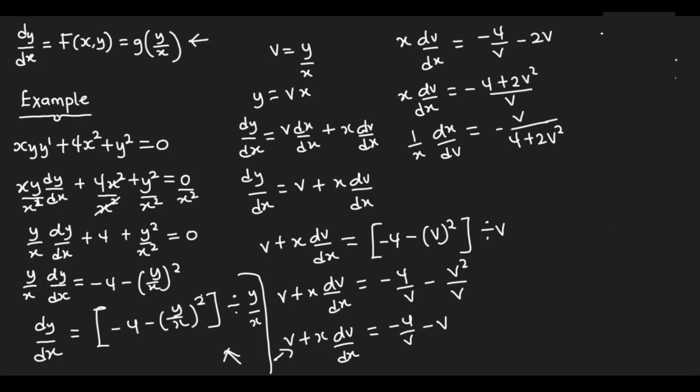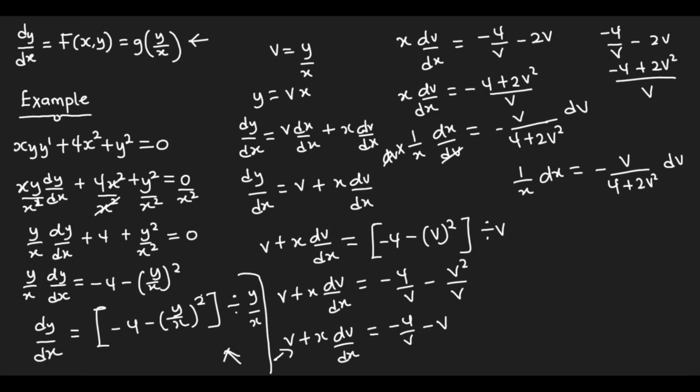So when I do this, I can multiply through by dv. So we get times dv here, and dv here, so that this dv will cancel out this. So at the end, you are going to have 1 over x dx equal to minus v over 4 plus 2v squared dv. So that will be the differential equation. So you see that now you've done the separation of variables, and all we have to do next is to integrate to get our answer. So I'm going to free up space so that we continue with the integration.